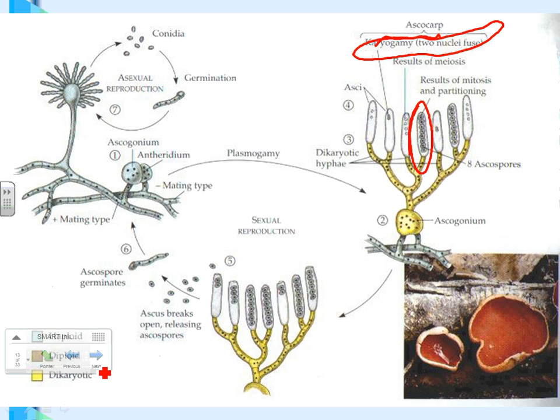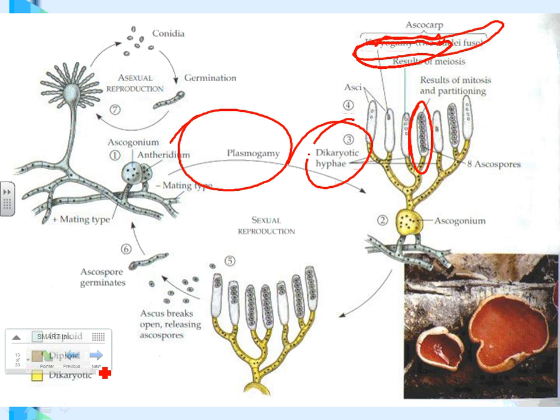But again, we have plasmogamy leading to a dikaryotic cell or hyphae. The nuclei in there fuse, that's called karyogamy. That gets followed up by meiosis, and then a little bit of mitosis. Now we've got spores. Those go out, germinate, and the cycle starts all over again. We will pick up from there next time.